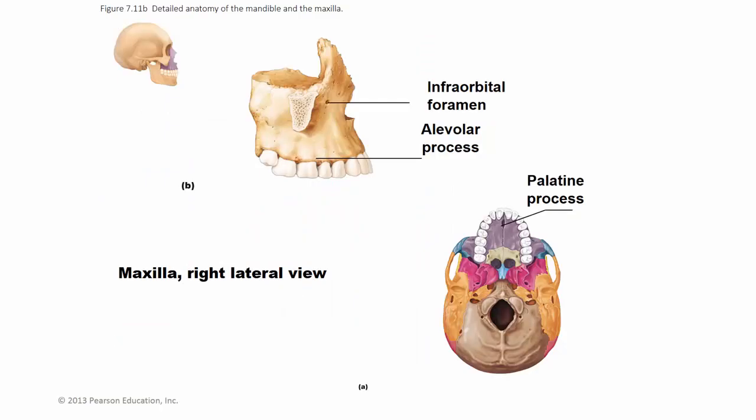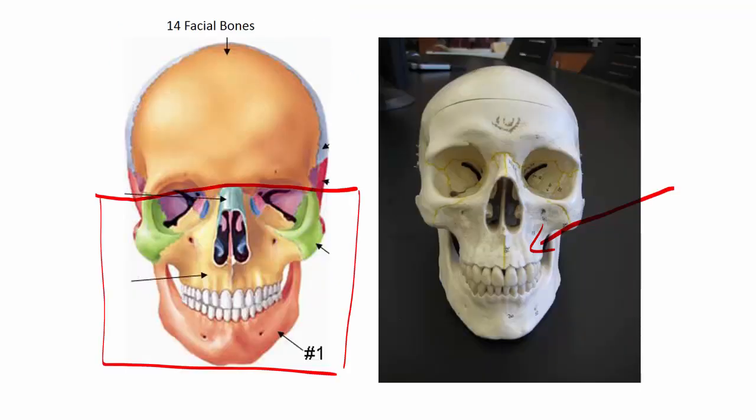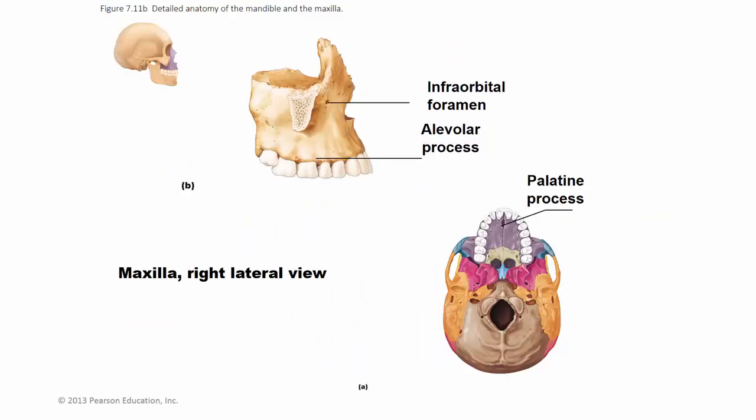There are 14 facial bones, and we're going to start with the maxilla. That's going to be our first facial bone. Let's go back to our overall picture, and this is the maxilla. You have one on this side and one on this side, and these form your upper jaw. These are the bones that we would consider our upper mouth, upper jaw. This is a side view of just one of the maxilla.